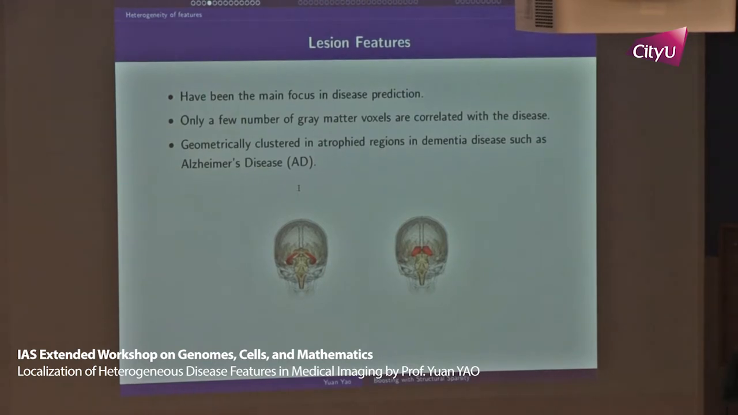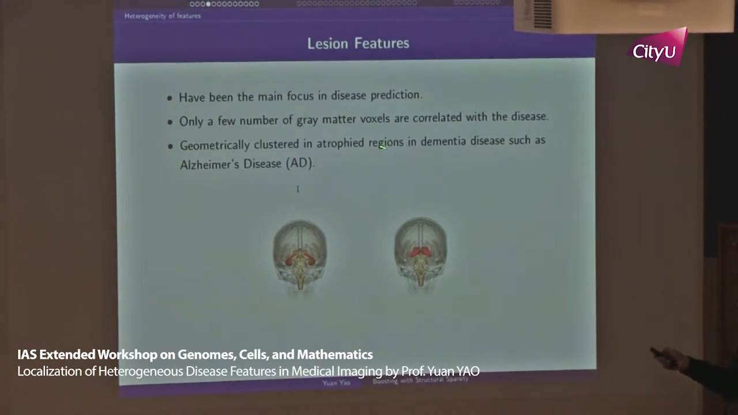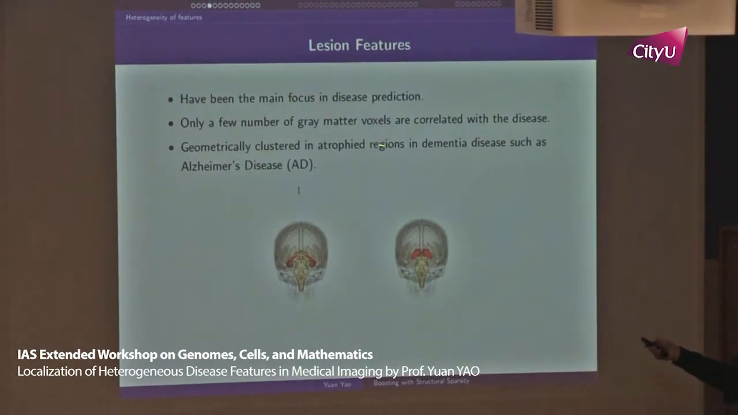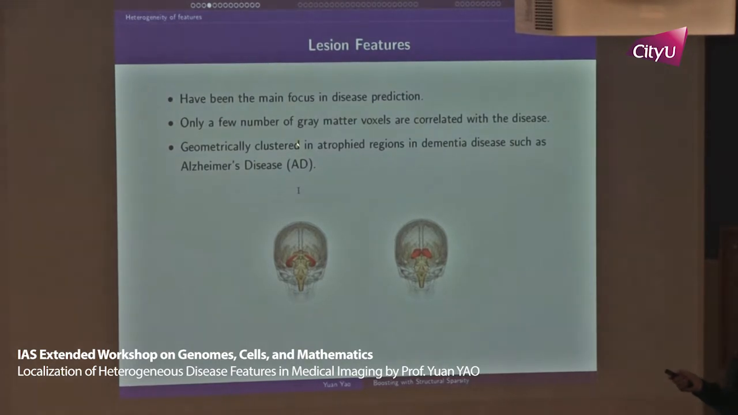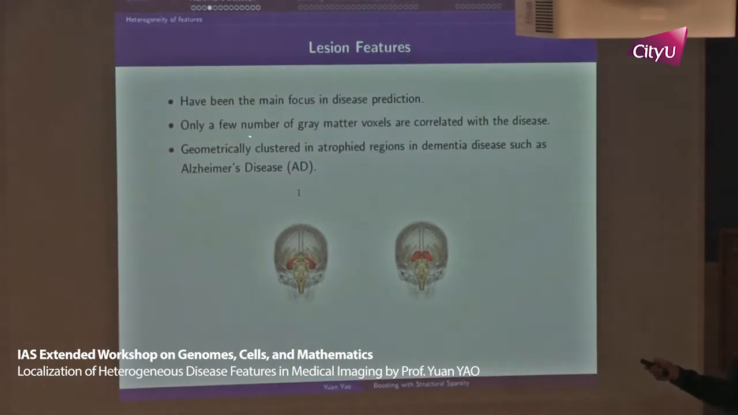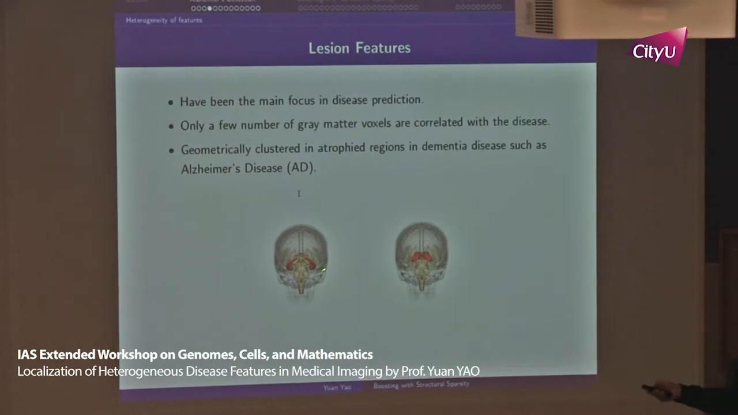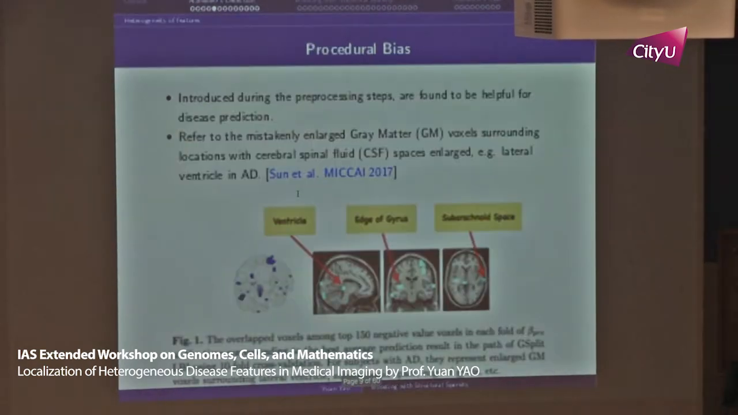So what I mean by lesion features is this: people in medical science mostly focus on the lesion features, and there has been a lot of study on that. Actually, the lesion features we are talking about are a very sparse number of voxels which account for the gray matter decay. That's the main feature that doctors can use to classify patients from normal to AD status. And this feature also has a nice geometric property: the voxels tend to be clustered in atrophied regions, such as the hippocampus and the thalamus. So that's the lesion feature property.